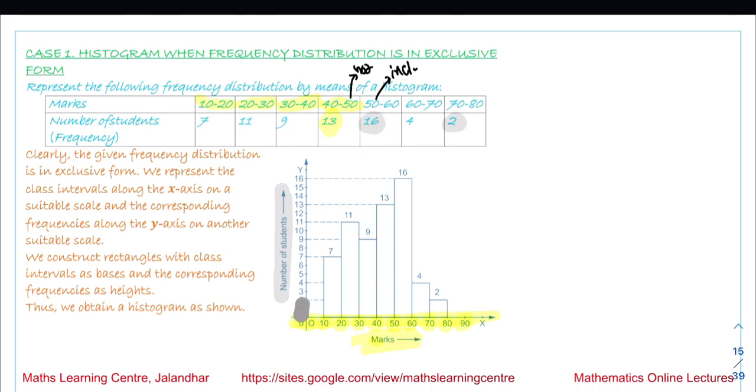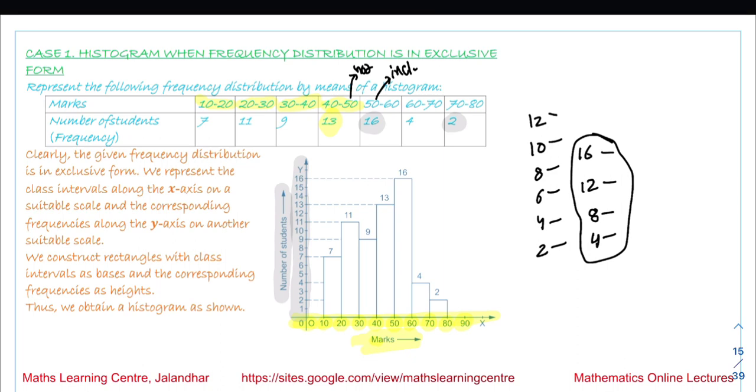So we mark the points like this, 1, 2, 3, 4. If suppose it is not possible to mark the points in this form, then you can mark it like 2, 4, 6, 8, 10, 12. That is for 1 unit. Or you can mark the points like 4, 8, 12, 16. You will require only 4 points in this case.